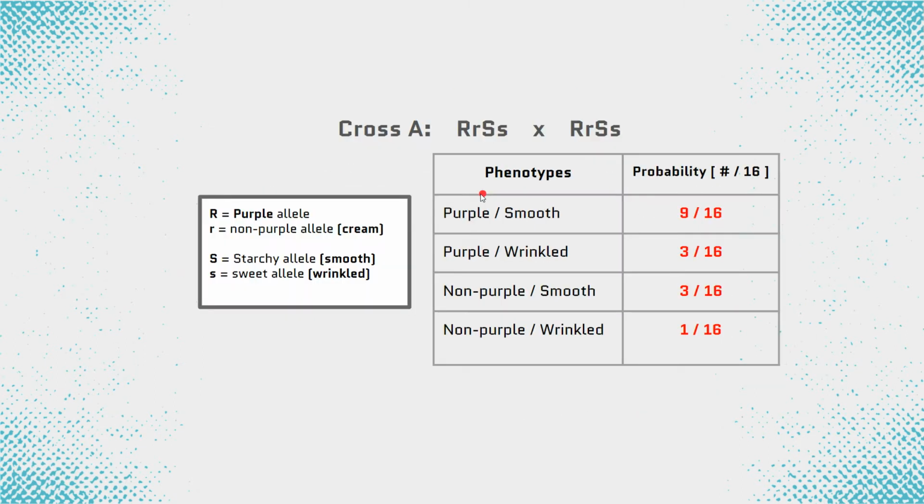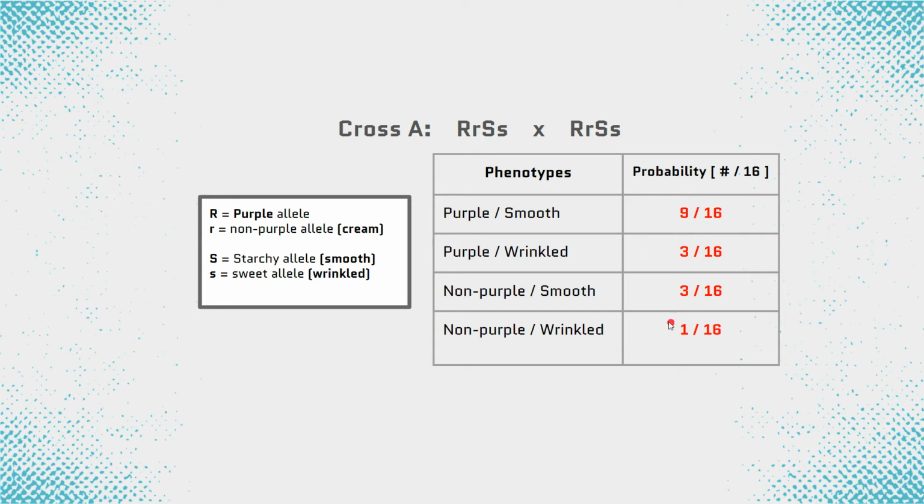Next, we figured out our probability or statistical amount of each phenotype. So the first phenotype we looked at was purple and smooth. We had 9 out of 16 being purple and smooth. Our next phenotype was purple and wrinkled. Only 3 out of 16 from our two-factor cross were purple and wrinkled. 3 out of 16 on our two-factor cross were non-purple and smooth, and 1 out of 16 were non-purple and wrinkled.